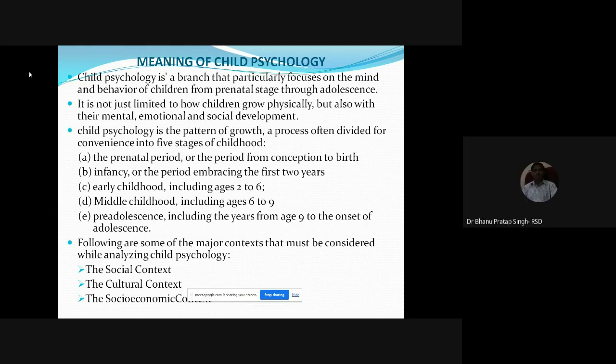Child psychology is a kind of pattern of growth which has 5 stages. These 5 stages we have discussed in previous sessions also, but we just repeat again. One is the prenatal period that starts from conception to birth. The second is infancy, 0 to 2 years. Early childhood includes age 2 years to 6 years. Middle childhood, age 6 to 9. And pre-adolescence, age 9 to onset of adolescence.